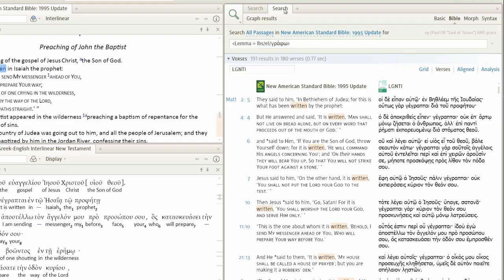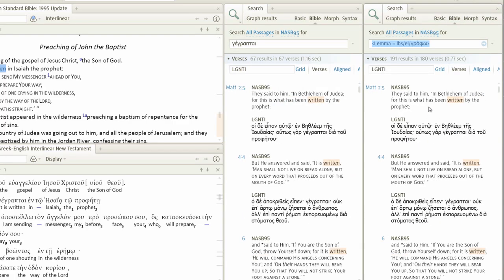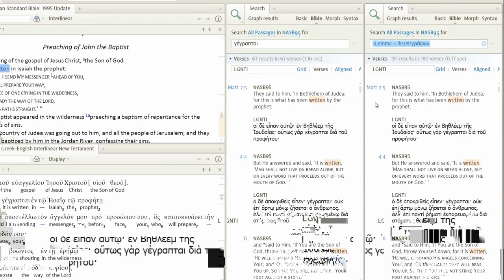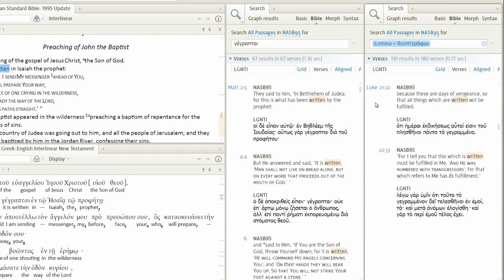In fact, let's just put these side by side instead. Now you can see that the search for lemma included the forms of our first search from the manuscript, as well as a whole lot of other ones.